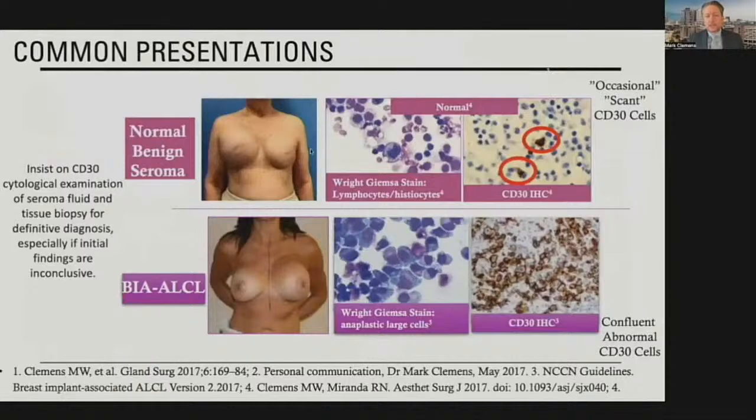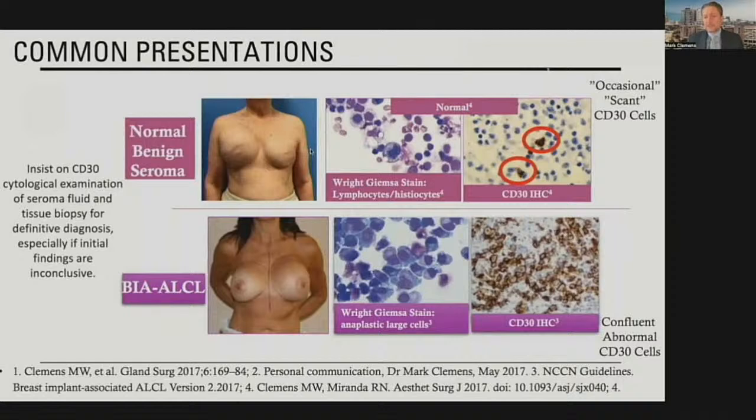But if we just start out with common presentations, the most common presentation is a large fluid collection developing around a breast implant, usually associated with discomfort and large swelling of the breast. It can cause pain of the chest wall, as well as, less commonly, about 20% of patients having a chest wall mass that they can feel.